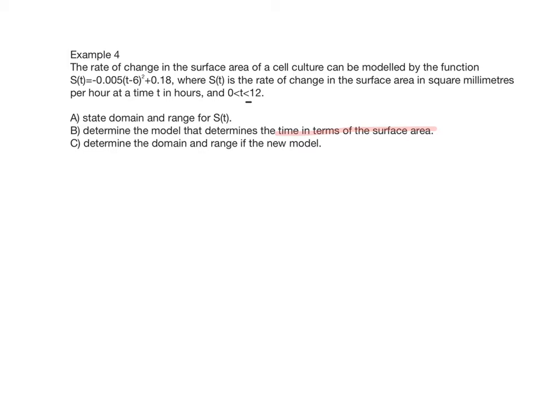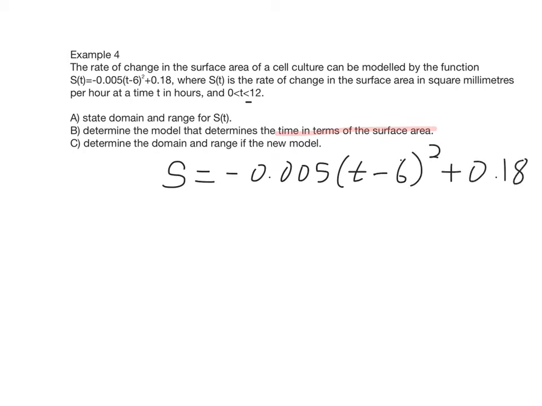So if you follow along in the textbook, you would have noticed that it starts out with the surface area being equal to negative 0.005 multiplied by (t minus 6) squared plus 0.18. So there's our original equation. And so what we're going to do is solve for t, but we weren't told to find the inverse. So we're not actually going to relocate s and t. We're just going to isolate for t.